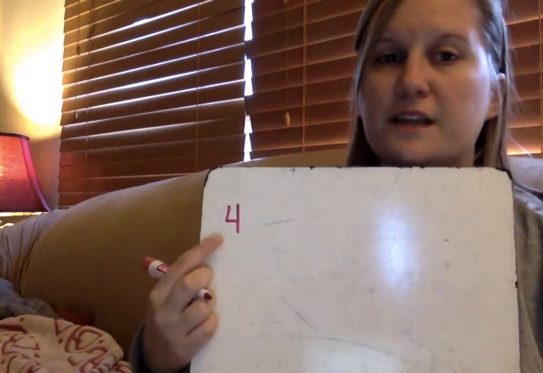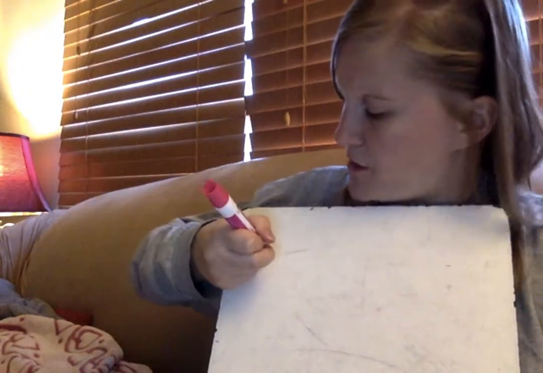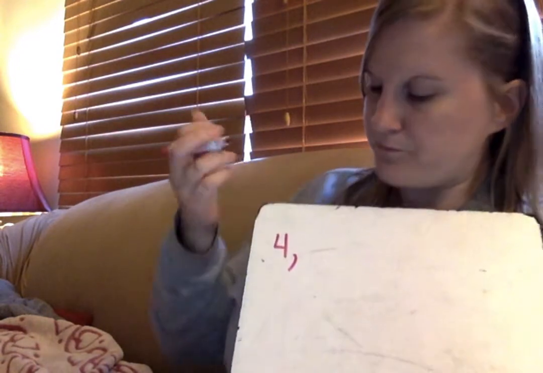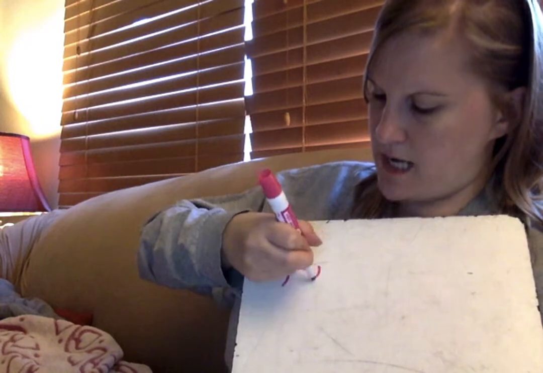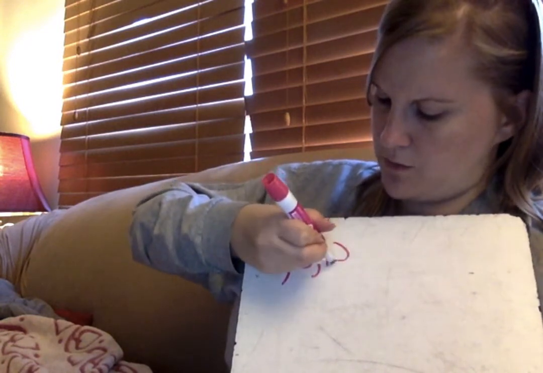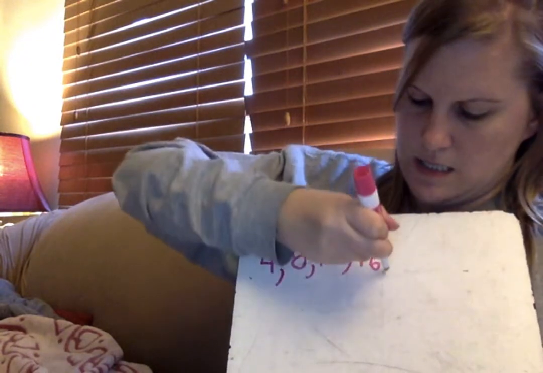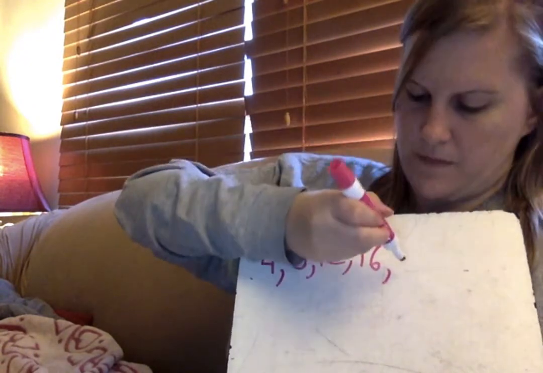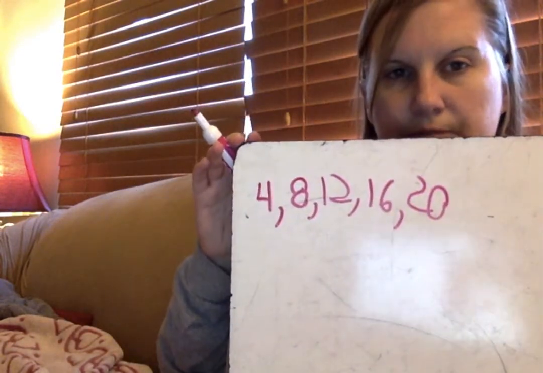So, basically you're just doing what's 4 times 1, what's 4 times 2, what's 4 times 3. So I know the first one would be 4, because 4 times 1 equals 4. 4 times 2 equals 8. 4 times 3 equals 12. 4 times 4 equals 16. And I need to have 5 of them. So 4 times 5 equals 20.